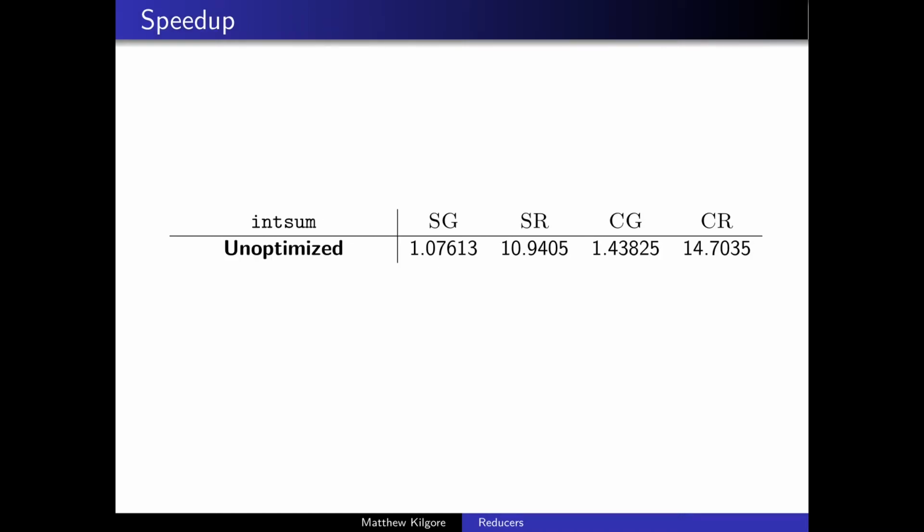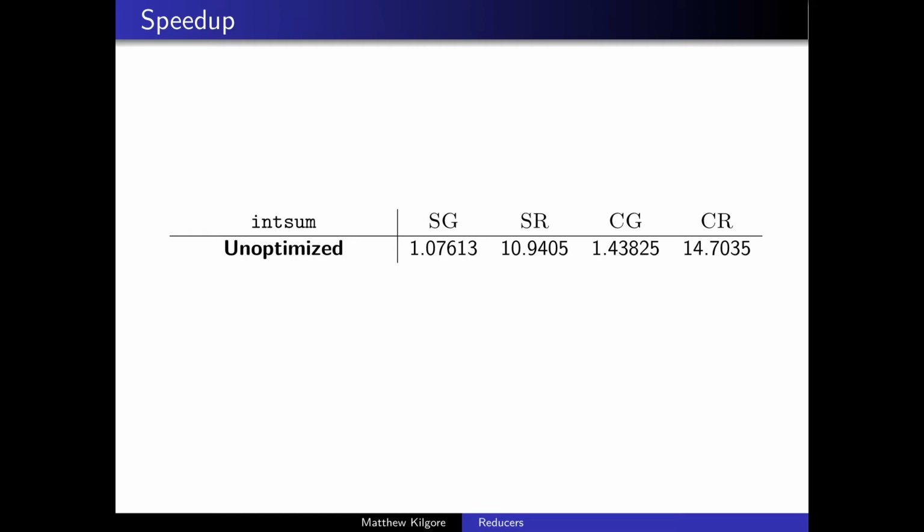Fully unoptimized, IntSum has these runtimes. Serial global is just a hair over 1 second. Serial reducer is just a hair under 11. Silk global is about 1.5, and silk reducer is a hair under 15.